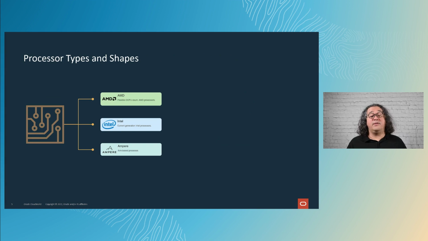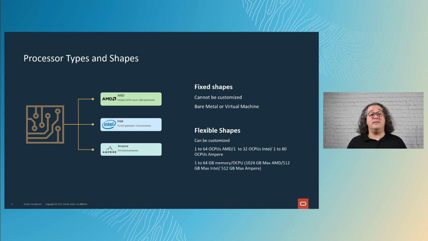Currently, OCI offers AMD, Intel, and Ampere processors. The processor choice is part of the information that you enter when you create an instance on OCI. It's part of the shape of the instance. But what is a shape? A shape is a template that defines the resources allocated to an instance. Shapes can be of two types, fixed shapes and flexible shapes. Bare metal instances are always created from fixed shapes because a bare metal instance provisions a physical server. You can create virtual machines from either fixed or flexible shapes.